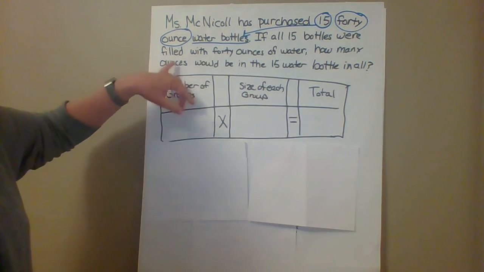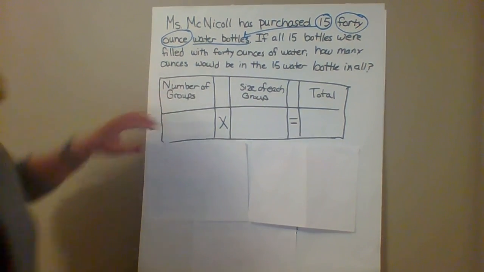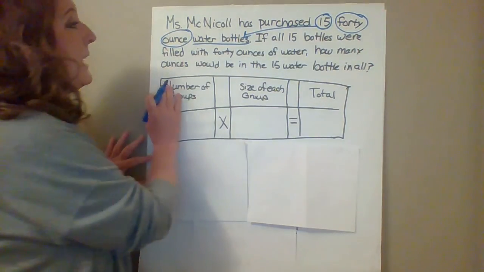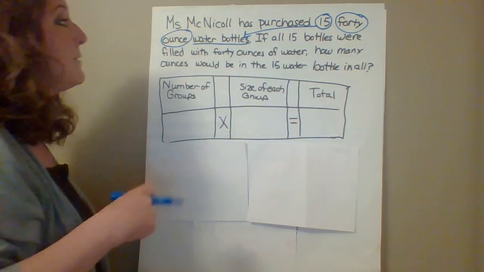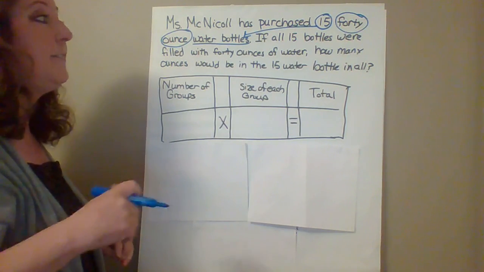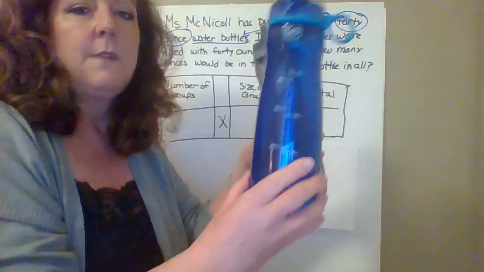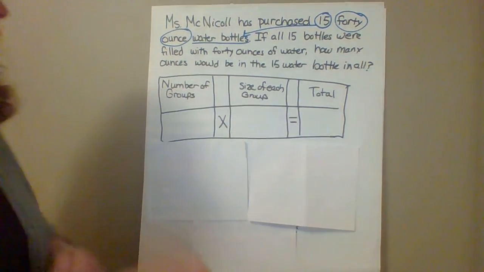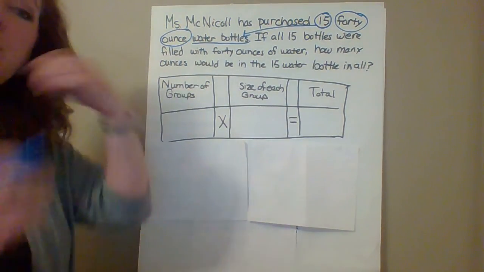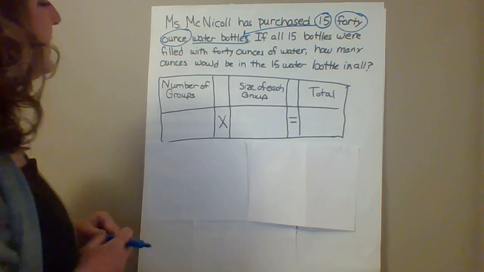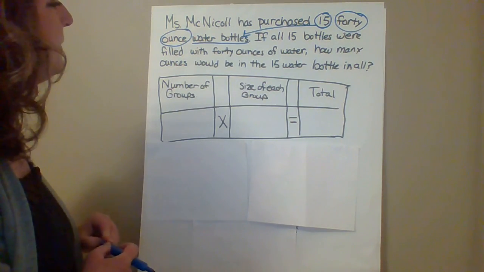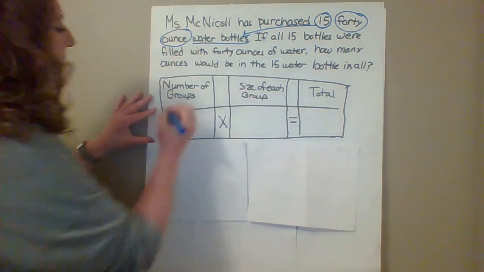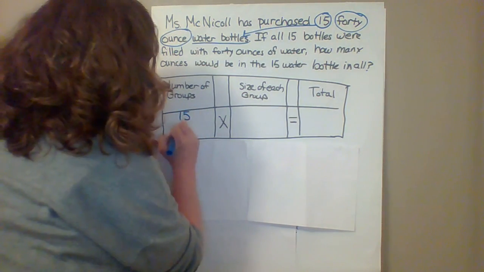So if all 15 bottles were filled with 40 ounces of water, how many ounces would be in the 15 water bottles? So I filled this one with 40 ounces, this one with 40 ounces, and all 15 of them with 40 ounces. How many ounces would be in all the water bottles? Well, I'm thinking about this, and the number of groups, if you said that was 15 bottles, you would be correct.